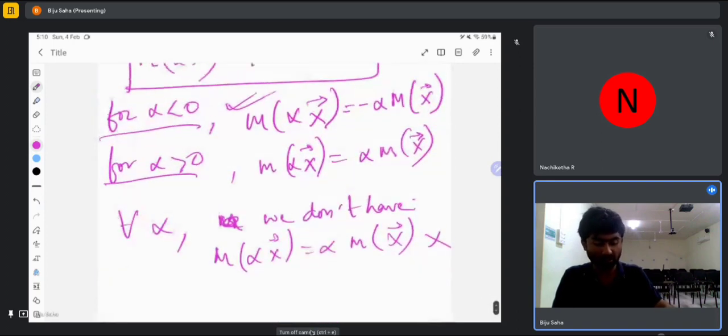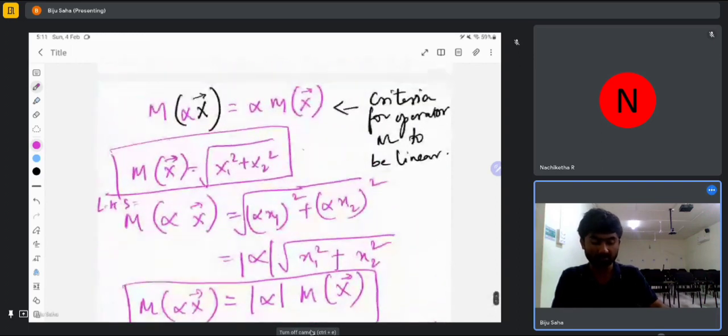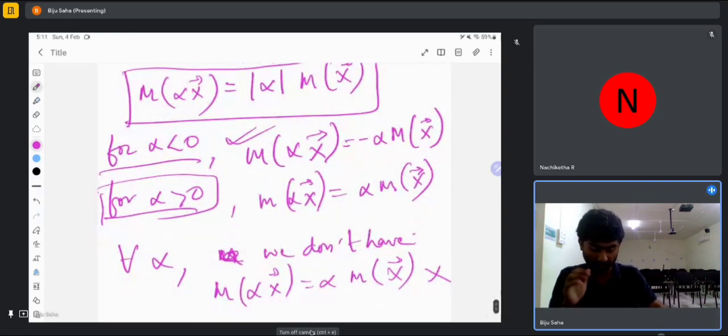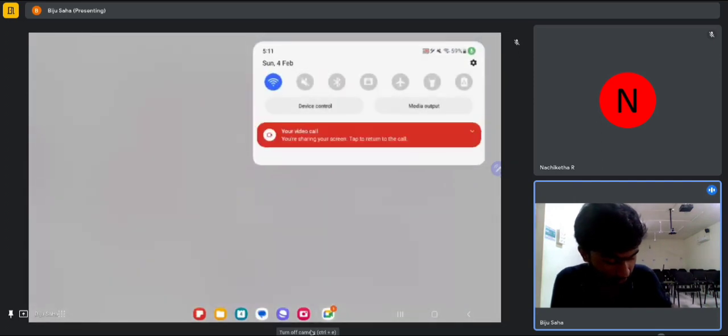But if you restrict your alpha to be only positive, for alpha greater than 0, if you restrict the scalar field, so alpha is essentially a scalar field. If you say the vector space has a scalar field given by only positive real values, in that scenario your operation M is linear. But if the vector space acts on a scalar field which has both positive and negative real values, in that case you can't say that it is a linear operator. So this is what is meant by linear operators.